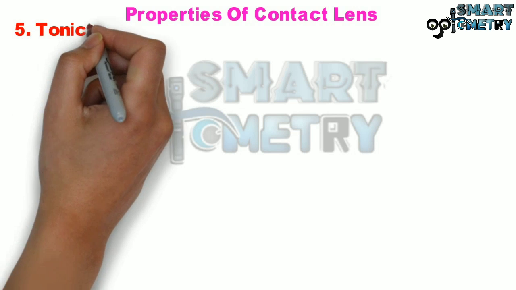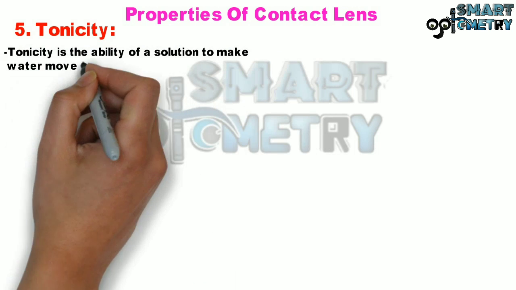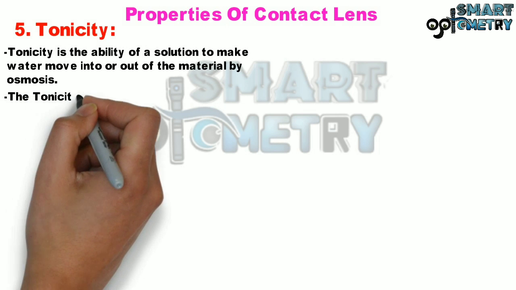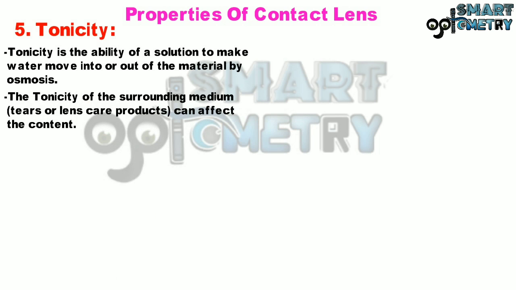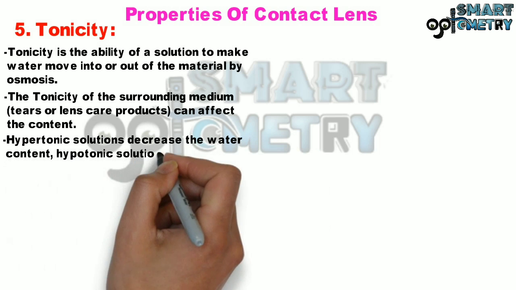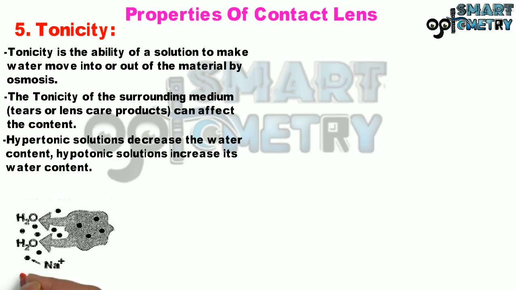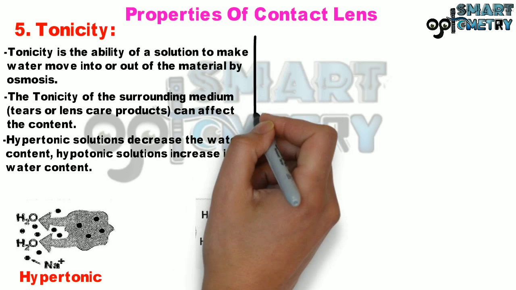Now let's discuss tonicity. Tonicity is the ability of a solution to make water move into or out of the material by osmosis. The tonicity of the surrounding medium, tears or lens care products, can affect the water content. Hypertonic solutions decrease the water content and hypotonic solutions increase it. Here is an example of hypertonic materials and this is an example of hypotonic material.